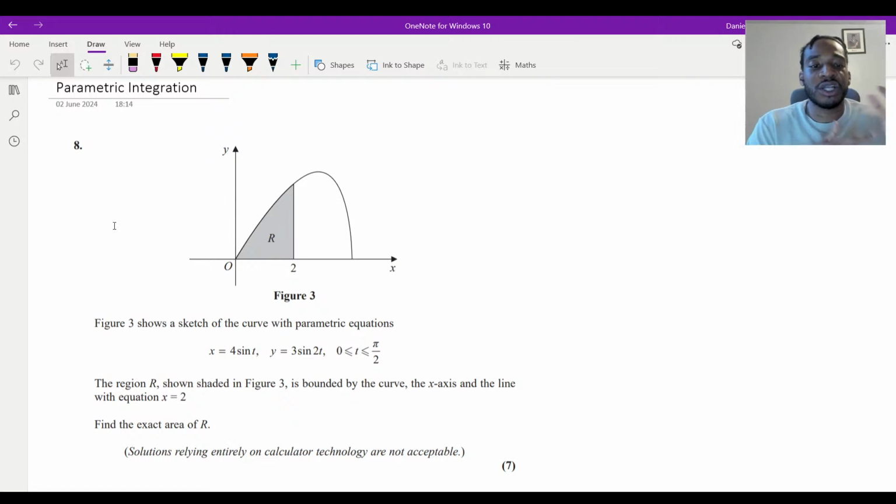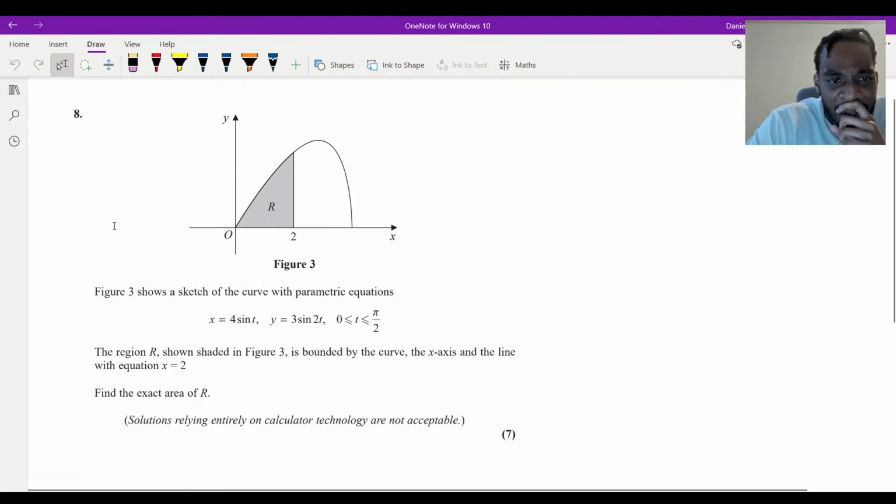Now, normally with these types of questions, they break it down. They say, show that the integral is this and that. They haven't done any of that. They just said, find the integral, 7 marks. So, firstly, what are we dealing with? We're dealing with a parametric equation, and we need the area of this region R.